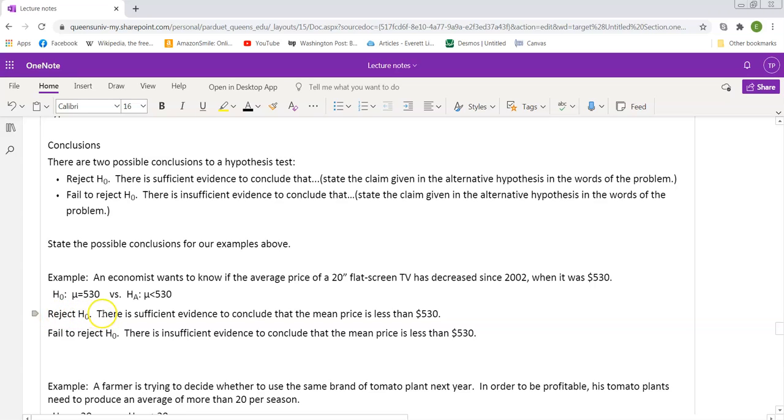Acceptable variations are, reject H0, we can conclude. Or fail to reject H0, we cannot conclude. Or reject H naught, the data supports the population mean. Or fail to reject H naught, the data does not support this conclusion. But regardless, it's got to be written almost exactly like this.